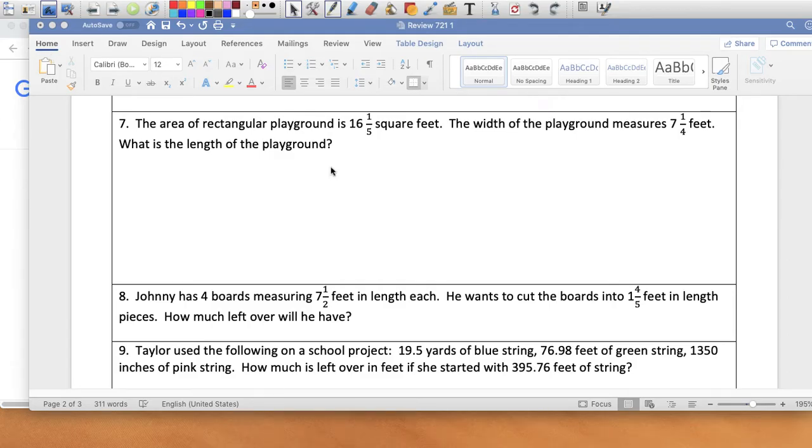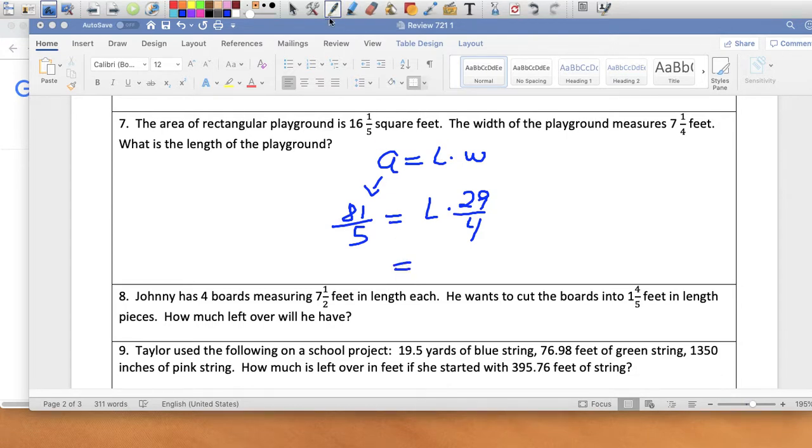Here we are. So now this one is an area of a rectangle. We know area equals length times width, right? Let's substitute what I know. I'm going to write 16 over 1/5, but I'm going to change it to something improper. 5 times 16 is 80, plus 1 is 81, so it's going to be 81 over 5. I don't know the length, but I know my width, 7 1/4. 4 times 7 is 28, plus 1, 29 over 4.